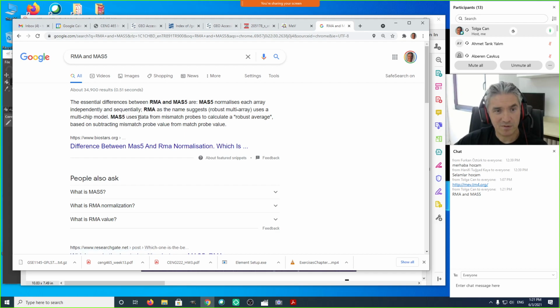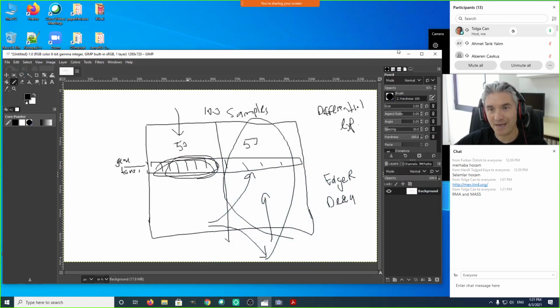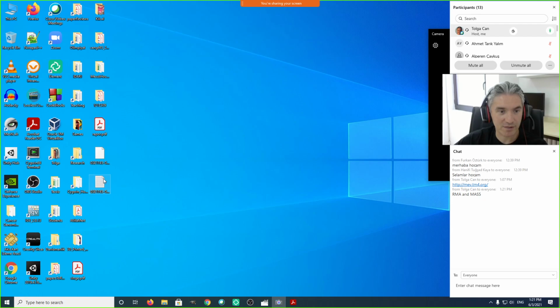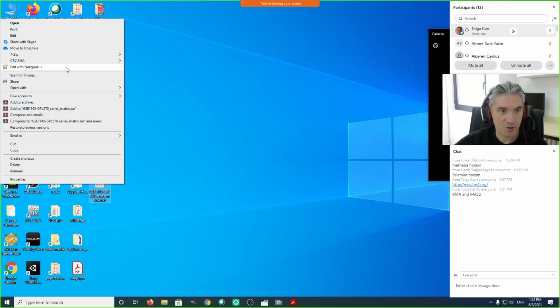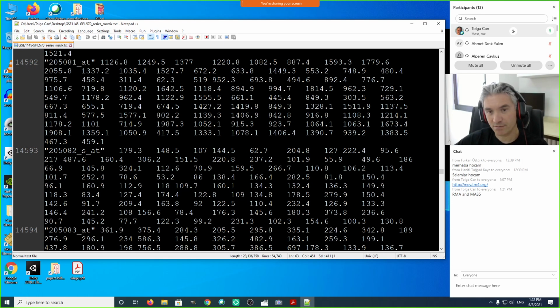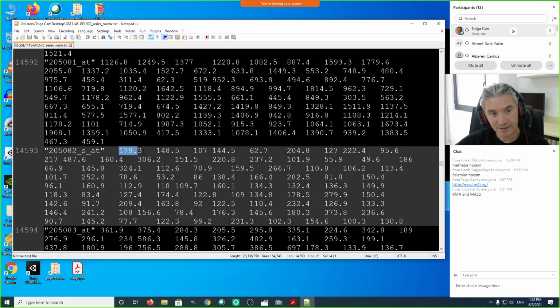MAS5 uses data from mismatch probes, but RMA does not even use the mismatch probe. It just takes the average of those probe sets. But at the end, forget about all the detail of how RMA and MAS5 work. At the end, what we have ourselves is such an expression series matrix file, which tells us this transcript has this value. It is expressed this much amount. This is the intensity at this sample. This is its intensity in the other sample.